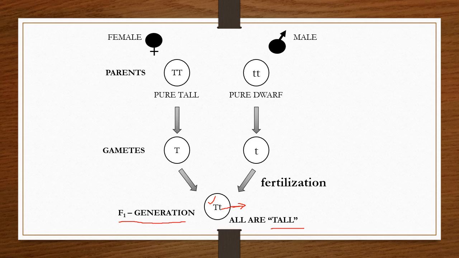So small t is recessive, and here the capital T is dominant. So that's why the capital T character is expressed and the small t character is suppressed. That's why all F1 generation individuals are tall, and these F1 generation individuals are also called hybrids.